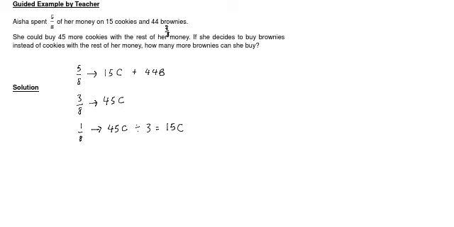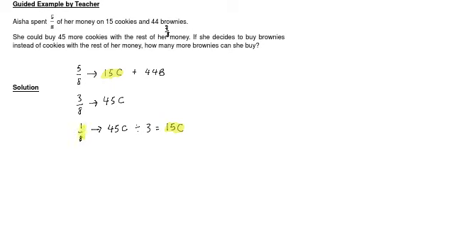if she decides to buy brownies instead of cookies with the rest of her money, how many more brownies can she buy? So now I know that 15 cookies cost 1/8 of her money. 5/8 of the money, and she gets 15 cookies and 44 brownies. So what do I have here? You can see 15 cookies, 15 cookies. And we know that 15 cookies is actually 1/8.